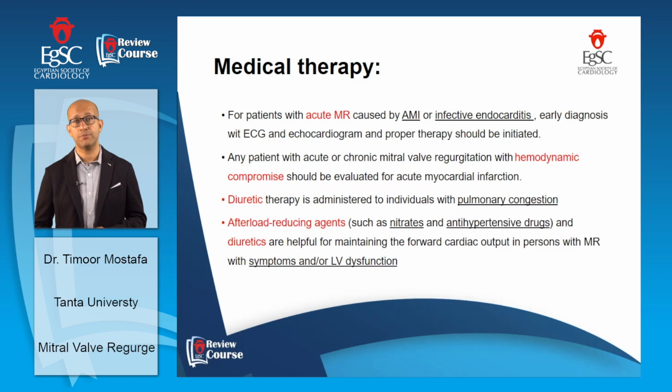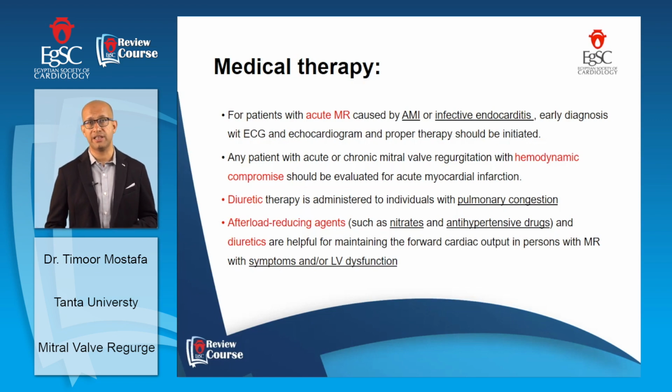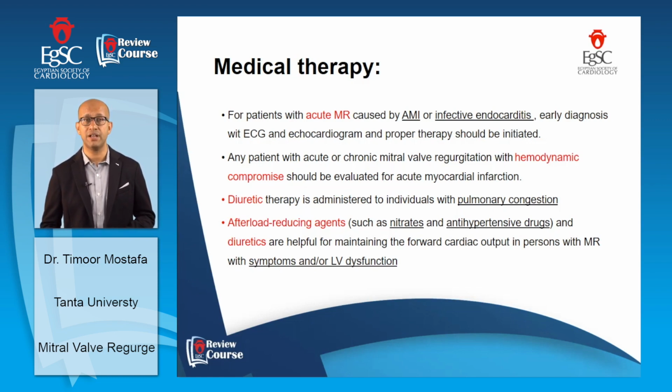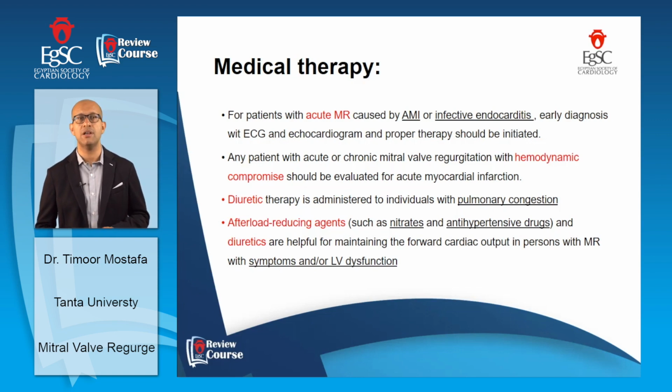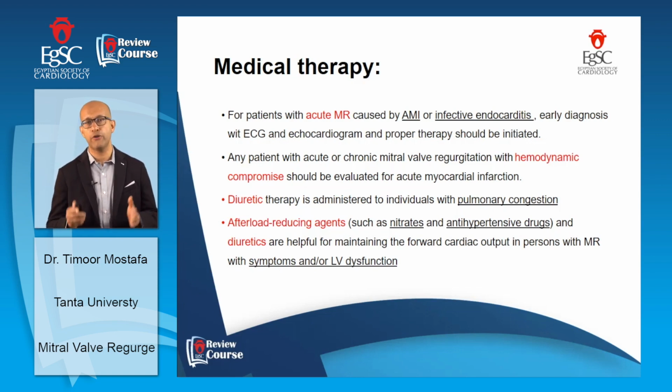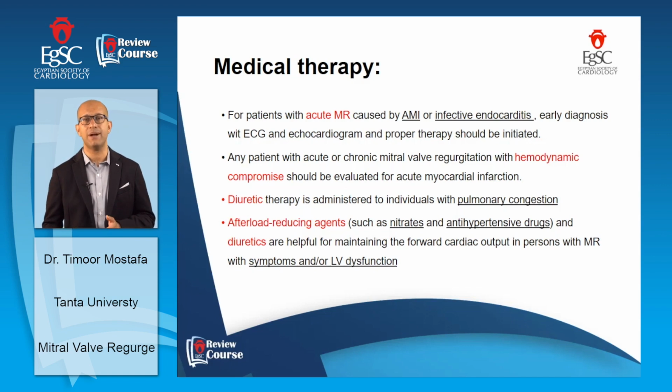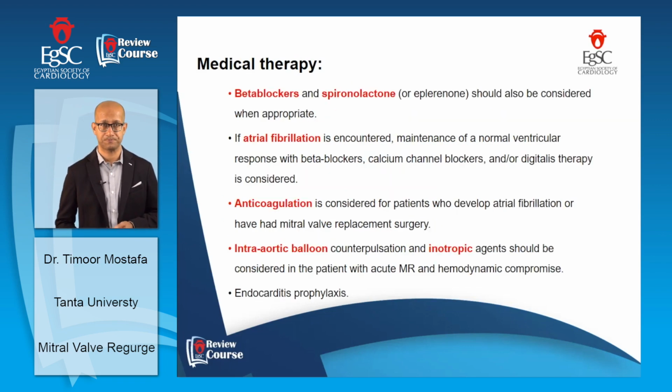For patients with acute mitral regurgitation caused by MI or infective endocarditis, early diagnosis by ECG and echocardiogram and proper therapy should be initiated. Any patient with acute or chronic mitral regurgitation with hemodynamic compromise should be evaluated to rule out acute myocardial infarction. Diuretics are administered for patients with pulmonary congestion. Afterload reducing agents like nitrates and antihypertensive agents are helpful for maintaining a forward cardiac output in patients with mitral regurgitation with symptoms of heart failure.